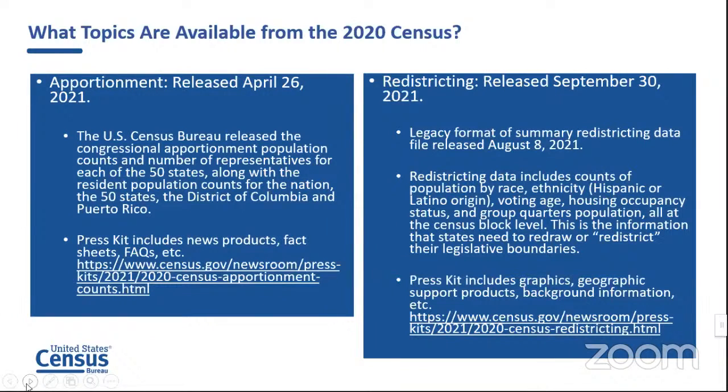So there's a difference between apportionment data and redistricting data. Back in April, we released the apportionment data. That is basically a count of the state population so we can apportion the congressional representation, the congressional seats in Congress. That's only a state population number. Redistricting has a different data set altogether.